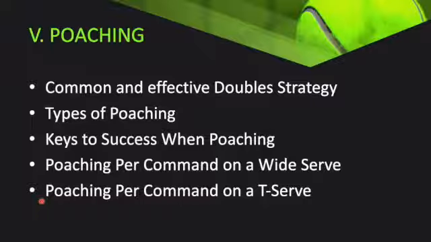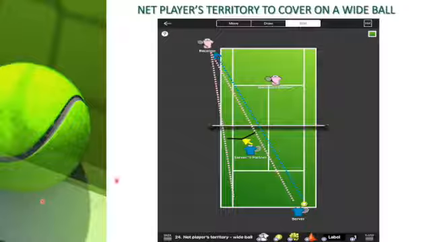So what exactly is poaching? Poaching is a common strategy performed in doubles in which a shot directed toward the player who is positioned further back from the net than his partner is picked off by the partner who is close to the net.